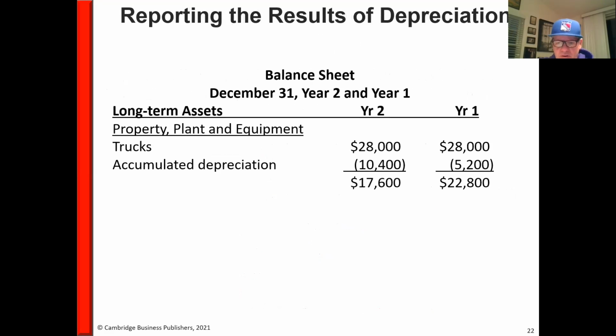So here you can see now the book value is the cost minus the accumulated depreciation. Now, this does not mean at the end of year 2 that this asset is worth $17,600. At this point, we're not really concerned with the market value of the asset. We're just concerned with coming up with a systematic and logical way of allocating its cost over its useful life.